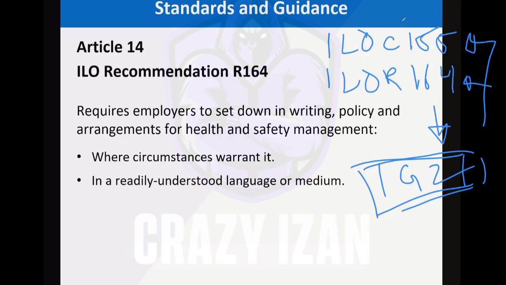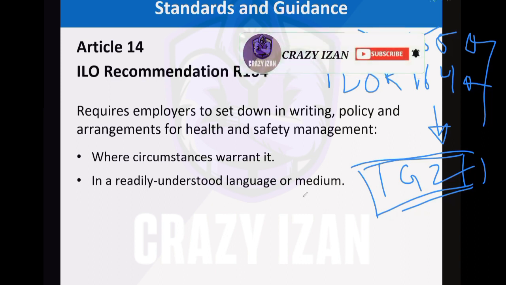The International Labour Organization, as we discussed the day before yesterday, sets codes of practice. It gives conventions and recommendations related to health and safety for everyone to follow. Various countries have adopted these and developed their own legislation as well. ILO Article 14 and ILO R164 require employers to set down in writing their policy and arrangements for health and safety management, where circumstances warrant, and it should be in a language which is easily understandable by the workers.